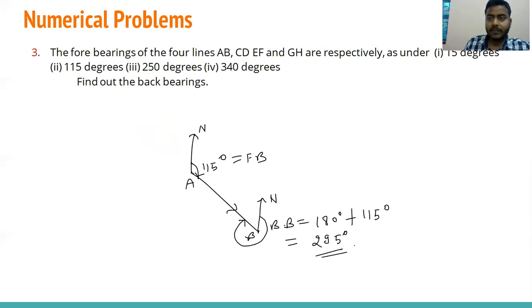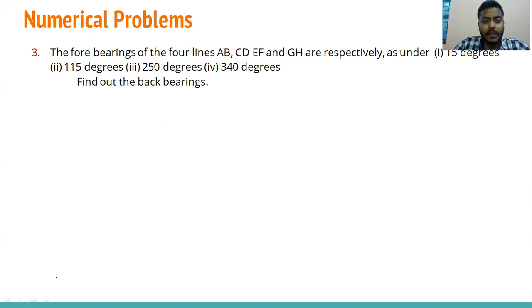Now one more thing, very important, I would say. We have seen how we can convert fore bearing to back bearing or back bearing to fore bearing once the bearing is given in the WCB system, whole circle bearing. Now suppose the bearing is given in the QB system, then how can we convert fore bearing to back bearing?